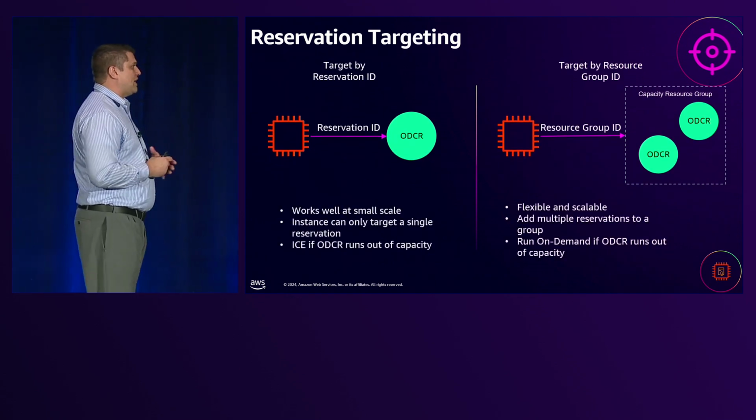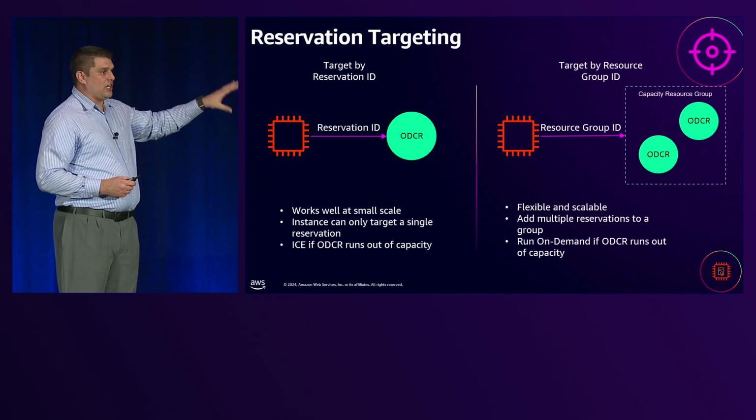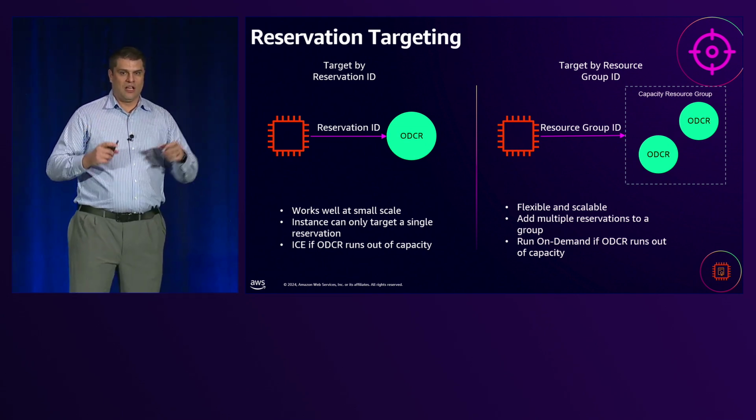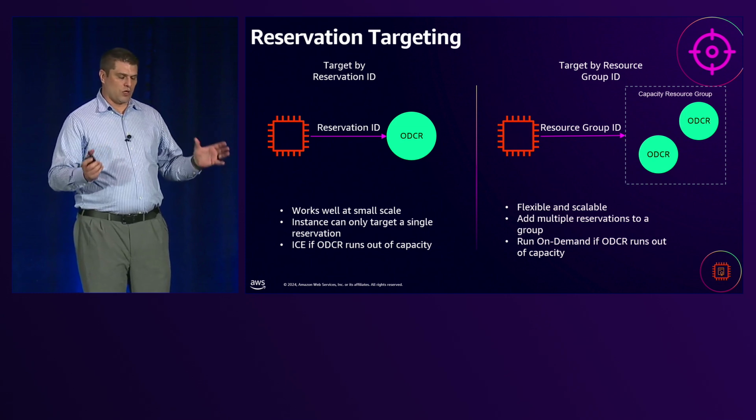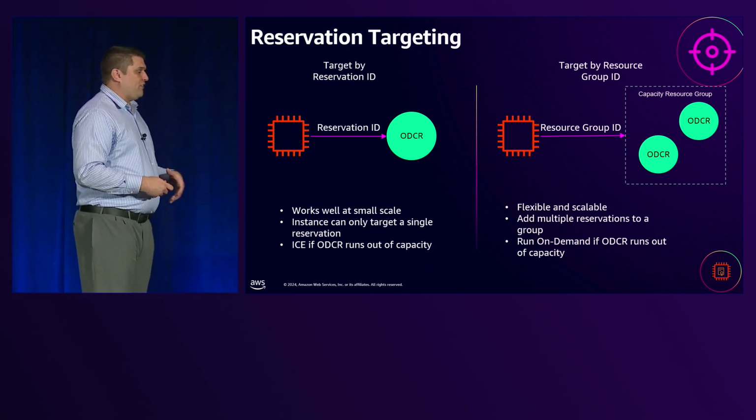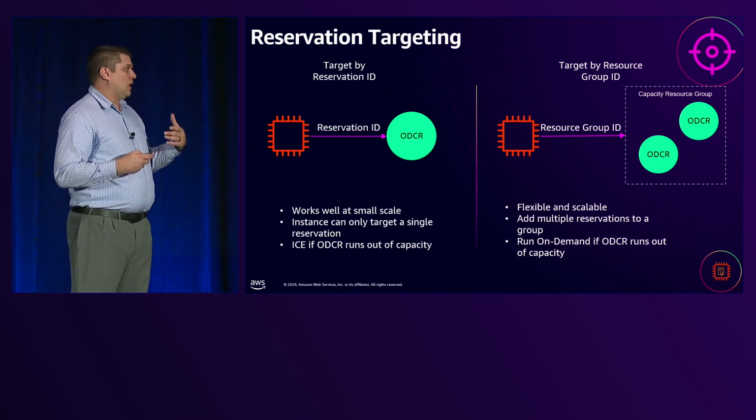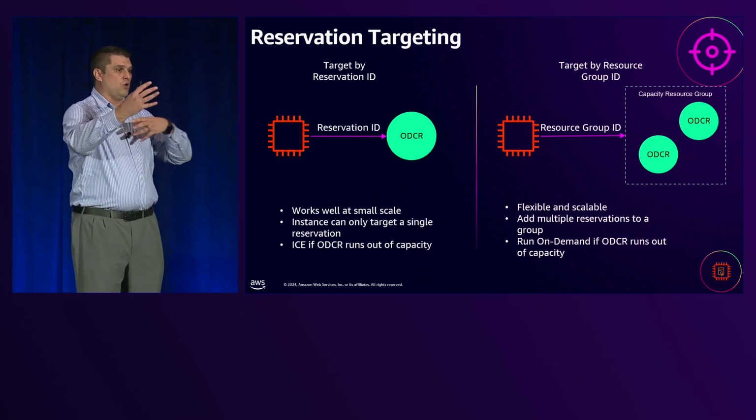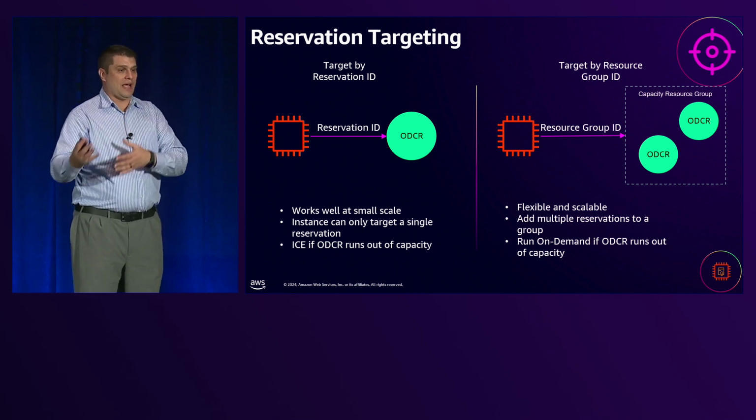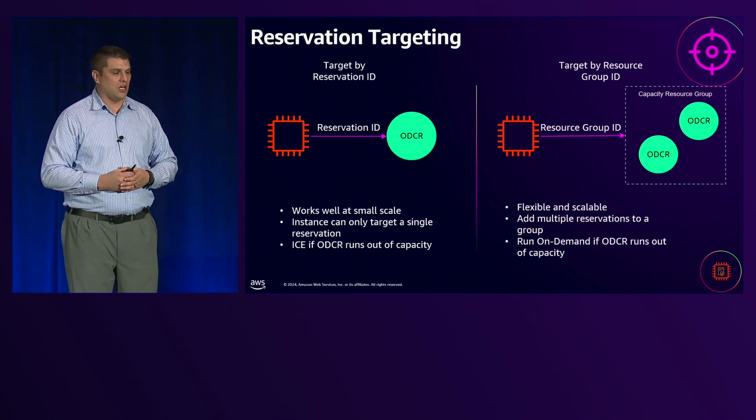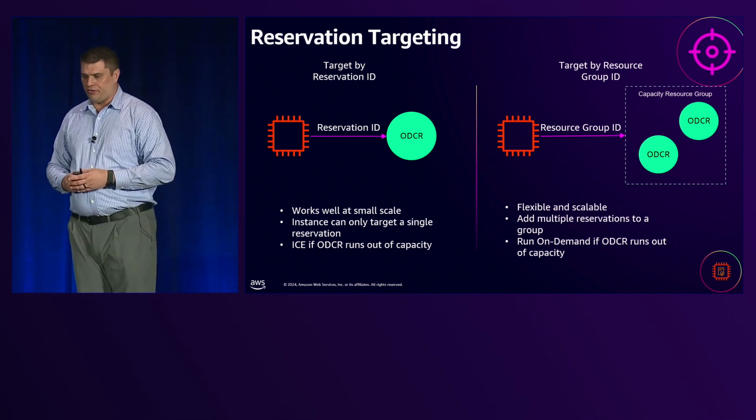So if we compare and contrast these, targeting by reservation ID works well at small scale. If you just want to do a couple of instances, it works really well. It's really easy. Click, boom, you're done. But if you want to do something at scale, you're probably going to want to target by resource group, because you can move things in and out. If the capacity runs out, it'll automatically fall back to running in on-demand. So it gives you a lot more flexibility.